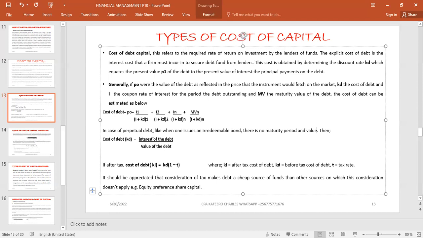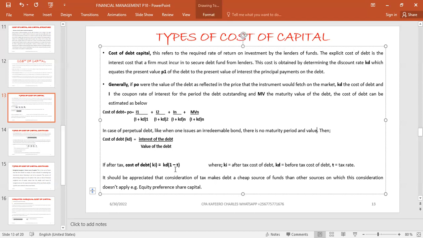And in the case of perpetual debt, a perpetual debt is that debt which doesn't have a maturity period. We don't have the maturity period and we don't have the maturity value. If in the question you are not given the maturity period or the maturity value, then we are going to be using the interest over the total. That will give us the cost of debt. But that also will happen if we have not been given the tax rate.